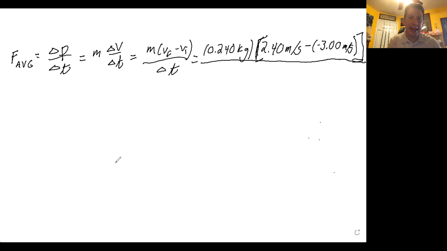And so delta t is 0.150 seconds, or 15.0 milliseconds if you prefer. So that's 2.4 minus negative 3, which is equivalent to 2.4 plus 3. So that's 5.4 times 0.24 kilograms divided by 0.0150 seconds. And that gives an average force of 86.4 newtons.